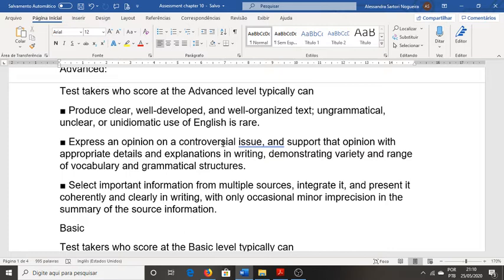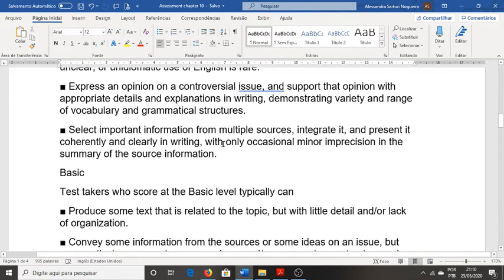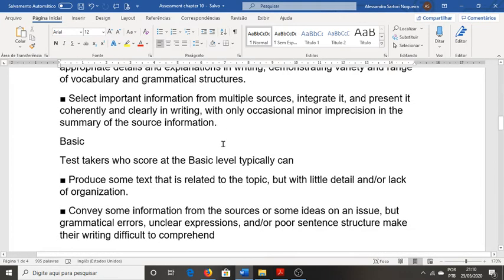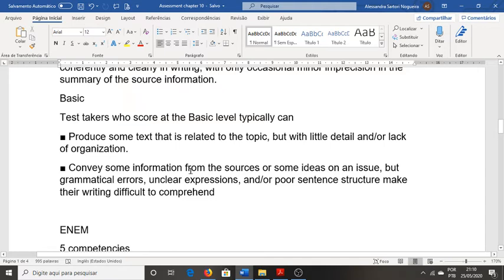And then there is a band for low intermediate, high intermediate, and basic. I bring here only the basic, the other two I didn't bring because it was just too much information. But what is a basic TOEFL composition? Test takers who score at the basic level typically can produce some text that is related to the topic, but with little detail and or lack of organization. They convey information from the sources or some ideas on an issue, but grammatical errors, unclear expressions, and or poor sentence structure make their writing difficult to comprehend. So this is a basic level.